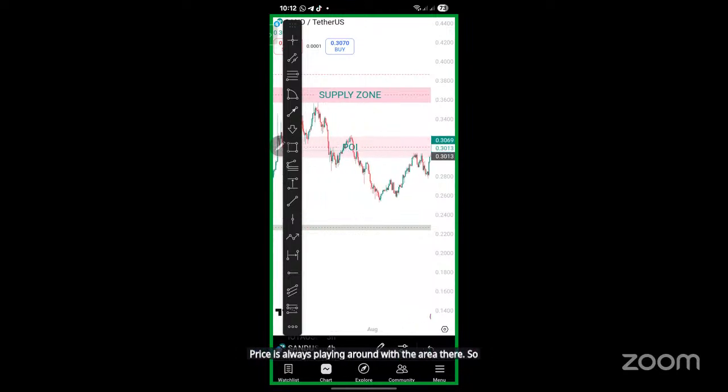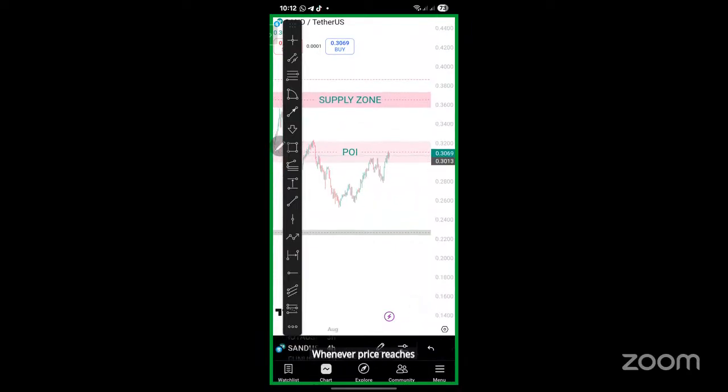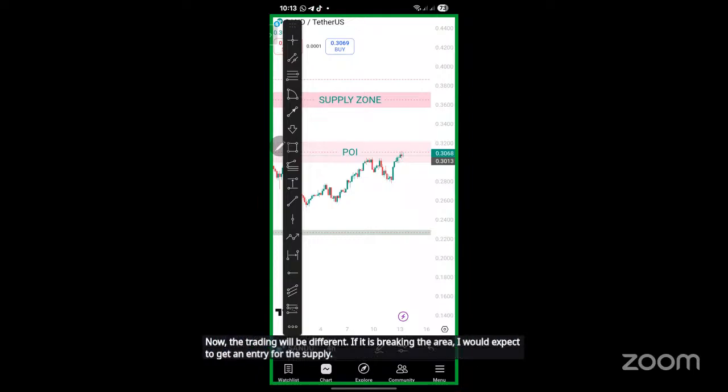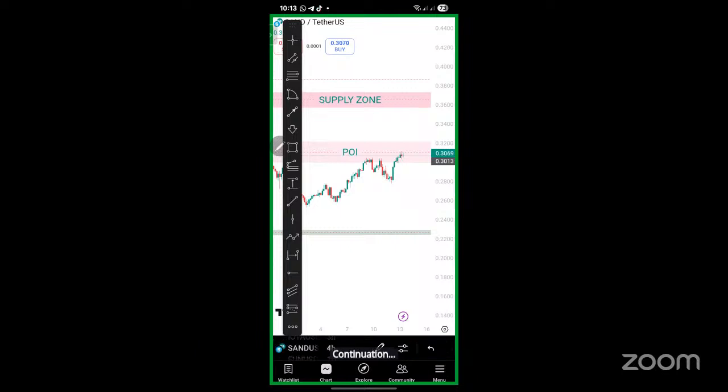So I'm going to be careful with that area. Whenever price reaches there, I will wait to see what price is doing. Is price breaking the area to continue to the supply zone, or is it coming down to continue to the demand zone? Now, the trading will be different. If it is breaking the area, I will expect to get an entry for the supply continuation, or a continuation to the supply zone for me to buy again. You understand? Now, that is the simple analysis.